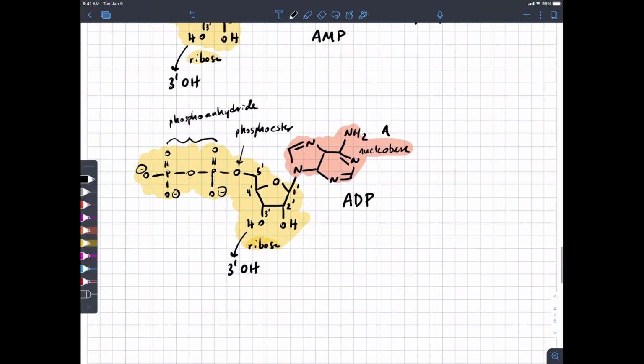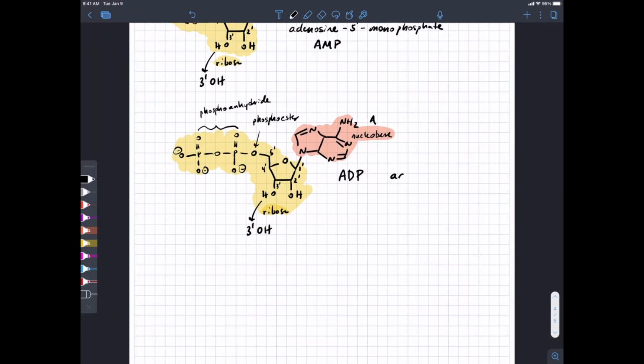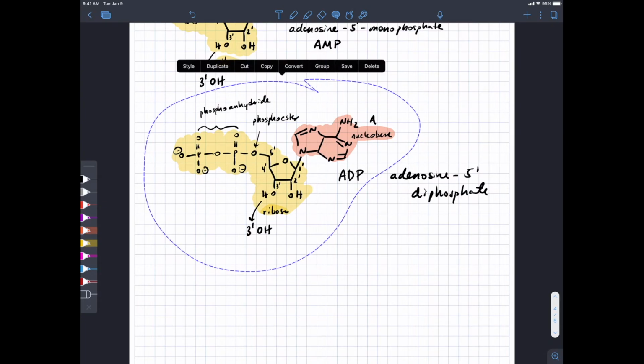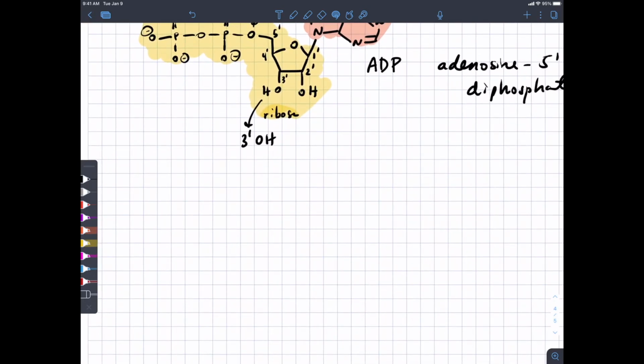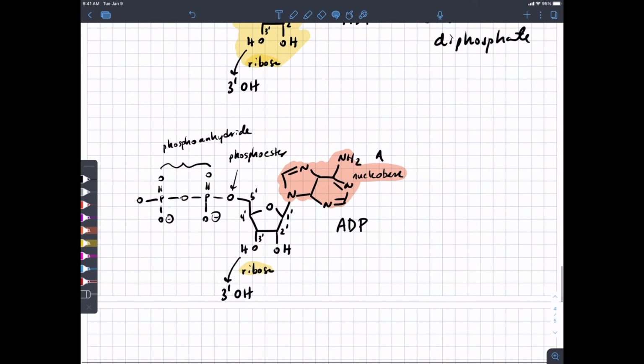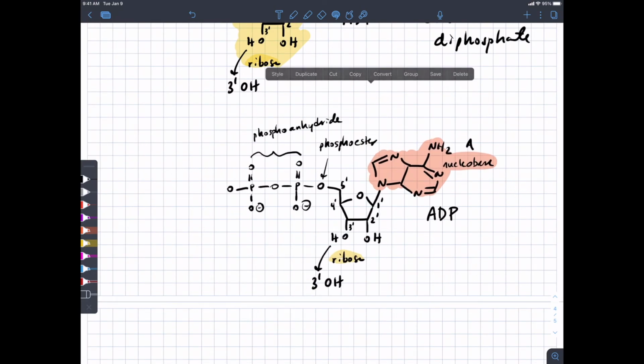And then, of course, if we add another one on the end of that, oops, you've got the famous ATP, the so-called energy carrier of biology. But it's not just an energy carrier. You need ATP as an ingredient if you want to make RNA.